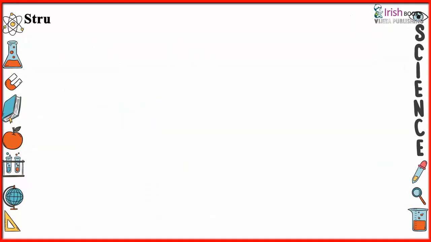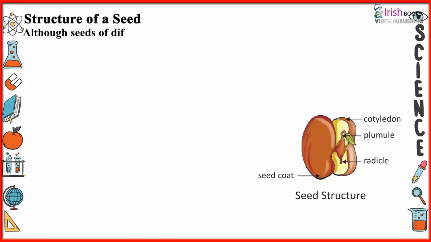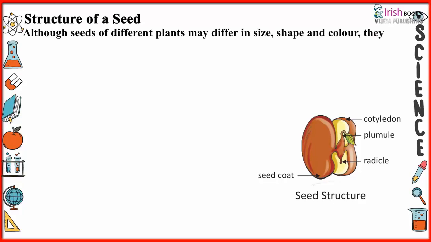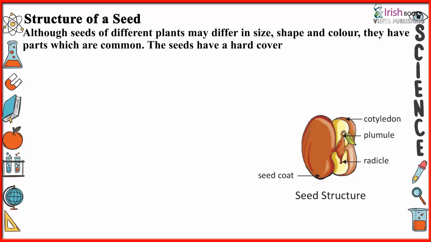Structure of a seed. Although seeds of different plants may differ in size, shape and color, they have parts which are common. The seeds have a hard covering called the seed coat. It protects the seed from being damaged. Do you know what is inside a seed?